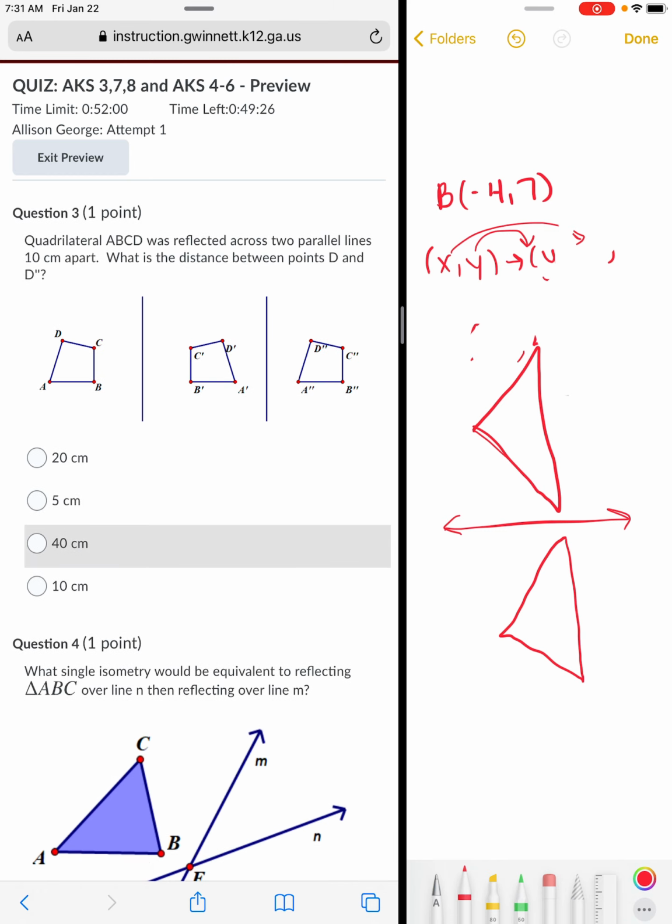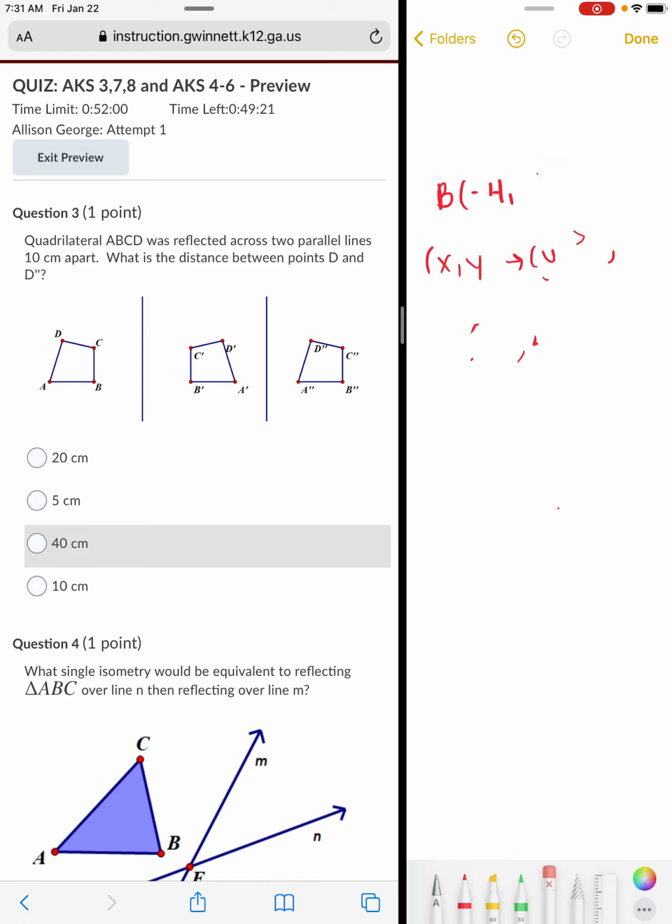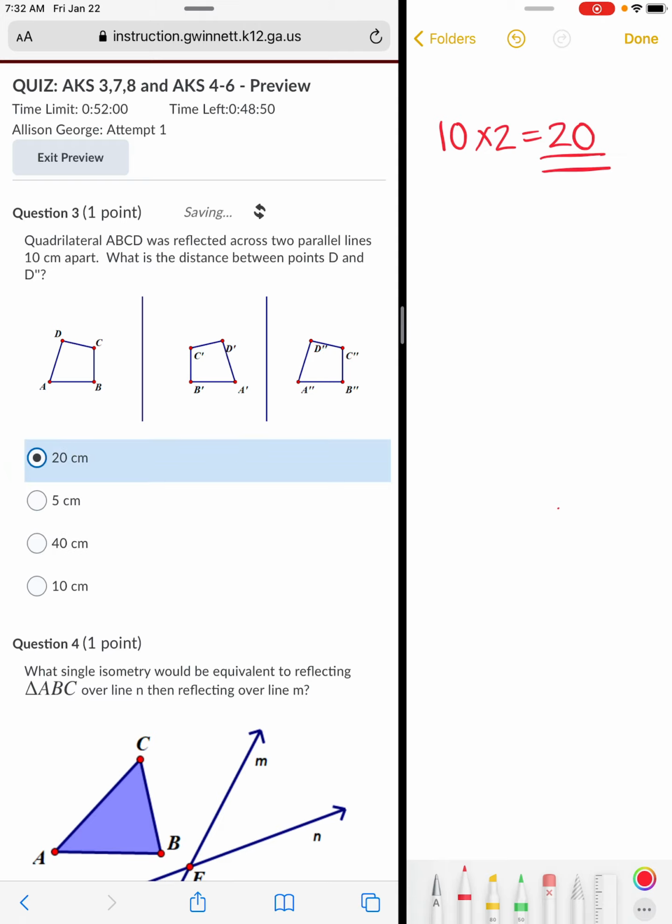All right, let's look at number 3. Number 3 says that quadrilateral ABCD was reflected across 2 parallel lines that are 10 centimeters apart. What is the distance between points D and D double prime? So it's just saying if I were to reflect twice over 2 parallel lines, how far have I really moved from the start to the very end? If you remember, we always take the distance between the parallel lines and just double it to find the total distance we moved. So the answer here is 20 centimeters.